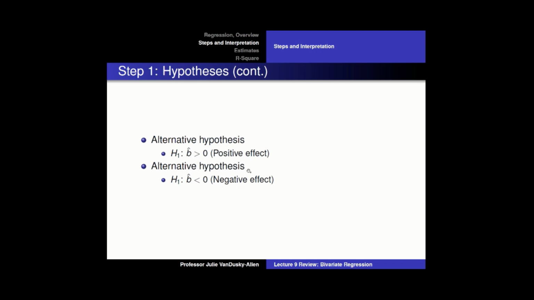If you expect there to be a negative relationship between the independent and dependent variables, as in, as the independent variable increases, the dependent variable decreases, then you expect there to be a negative slope, or a slope that's less than 0. To write that out, you write H1: b hat < 0.